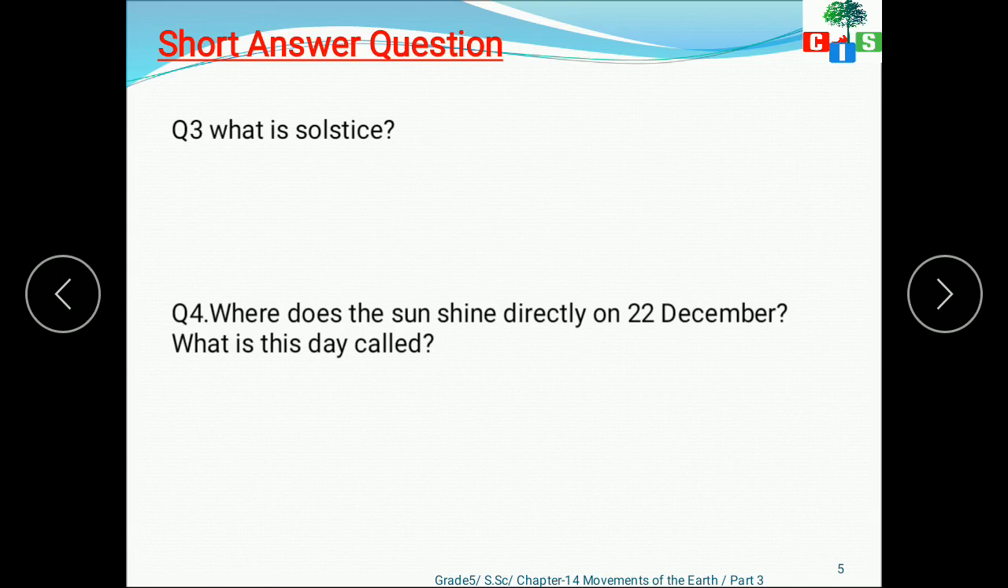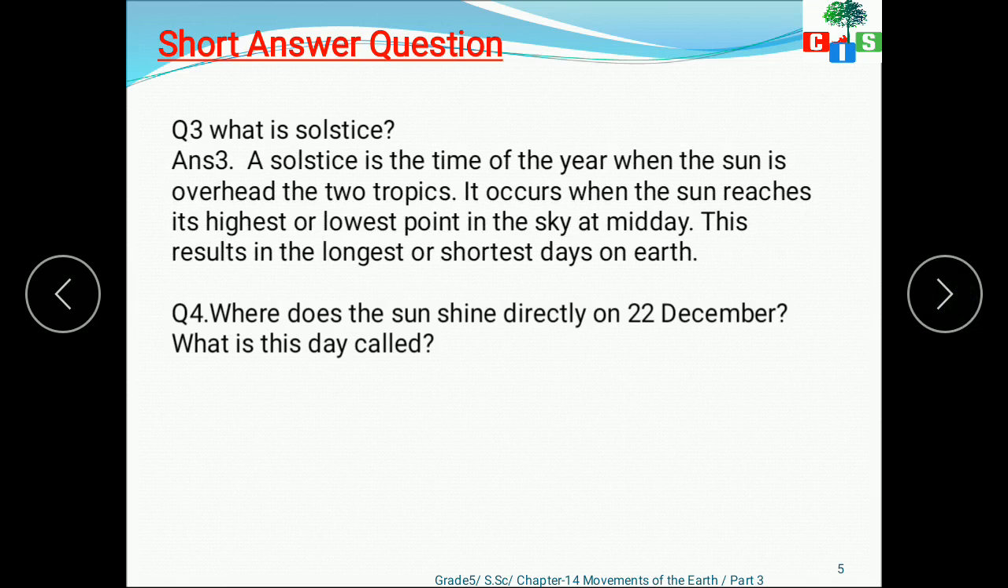There are 5 questions given. I have solved 2 for you. Let's see the third one. What is solstice? Solstice is the time of the year when the sun is overhead at one of the two tropics, right? It occurs when the sun reaches its highest or lowest point in the sky at midday. This results in the longest or shortest days on earth.